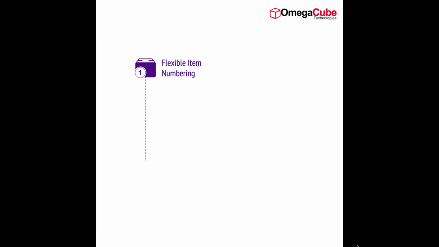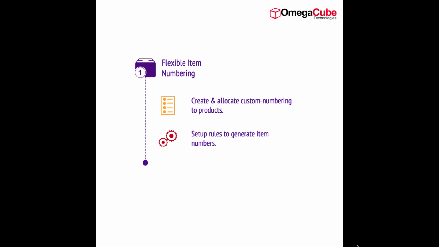With a product configurator, you can create and allocate custom item numbers to products. You can set up rules to generate item numbers for a configured item, based on various parameters at the time of quoting, or after a sales order is generated.